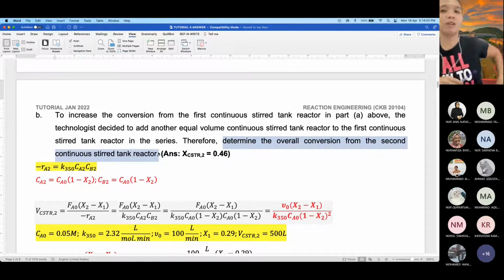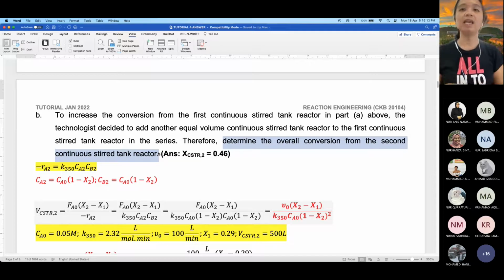Okay, so part ni kamu dah kena be very careful sebab sekarang soalan kata saya ada 500 liter CSTR yang I calculated in part A, I only get 29% conversion. So I connect to the second CSTR, so means my second volume V_CSTR2 tu masih 500 liter and I want to know the conversion kat second reactor. So of course dia akan naik lah kan daripada 0.29 to what value? From X1 to X2, dia nak kita cari berapa X2 itu. So X1 kita dah tahu 0.29, kita nak cari X2 tu berapa.